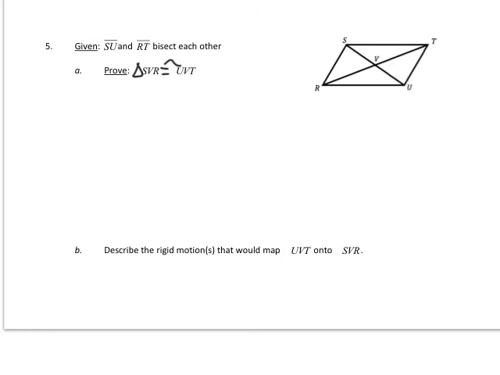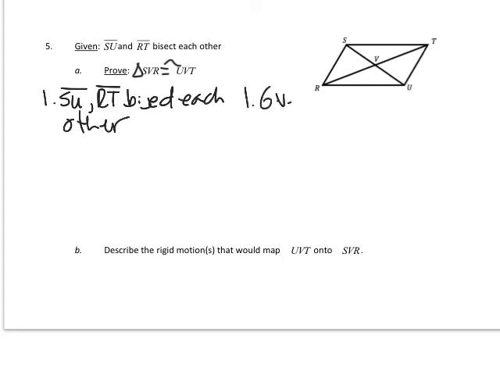So a couple things first. When I say that SU and RT bisect each other, first of all, these are segments, they're not angles. So do not say that the angles are bisected. These are line segments. They are cutting each other in half. So when I put that down, SU and RT bisect each other. That's our given. Let's mark up our diagram to show that. They're both being cut in half.